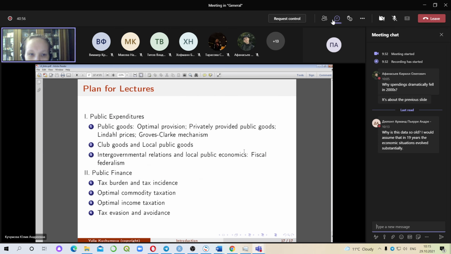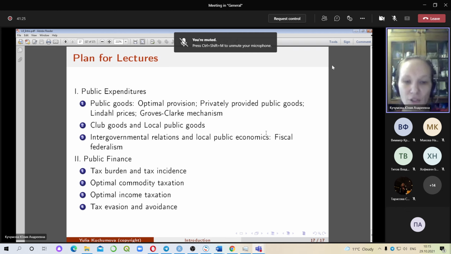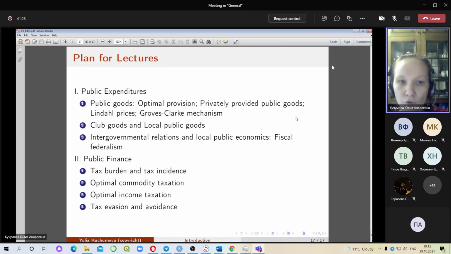So okay, the introduction is almost done, and here's the plan for the lectures. I would not go into much of the details, but we have two parts of the course: public expenditures and public finance. We start from public expenditure, and today we will talk about public goods, and then we will have a midterm between those two parts. With that, I will move to the first topic, which is public goods. So let me switch my slides.